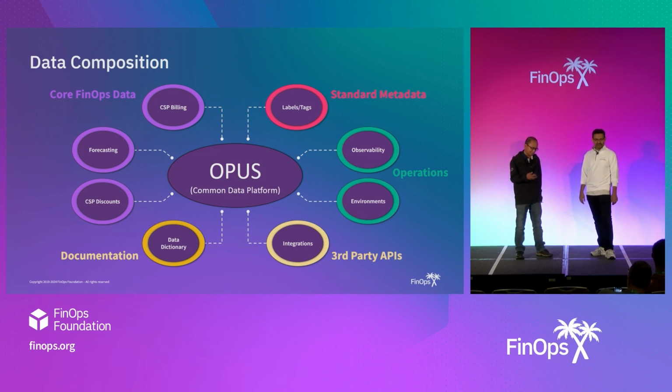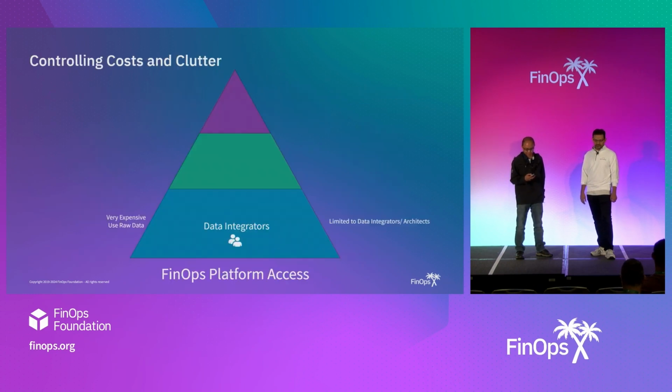Now, there are three other data sources that comprise Opus, the standard metadata that we covered in the previous slide, but then there's also third-party APIs, because not everything can be integrated, or not everything is a database that can be integrated into Trino. And then last, we have our documentation that helps point users into the right content.